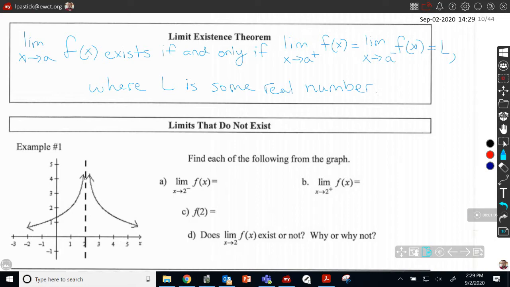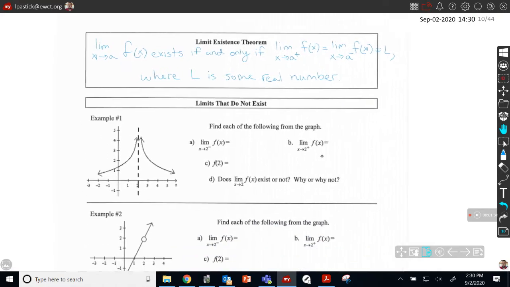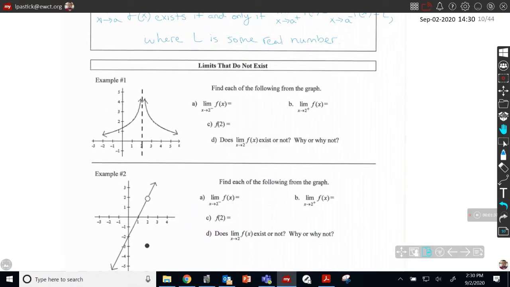It says, the limit as x approaches a of f of x exists if and only if the limit as x approaches a from the right of f of x equals the limit as x approaches a from the left of f of x equals L. So the left-hand limit equals the right-hand limit, and they both equal L, where L is some real number. So what we're going to try to do now is use that information to answer some of these questions.